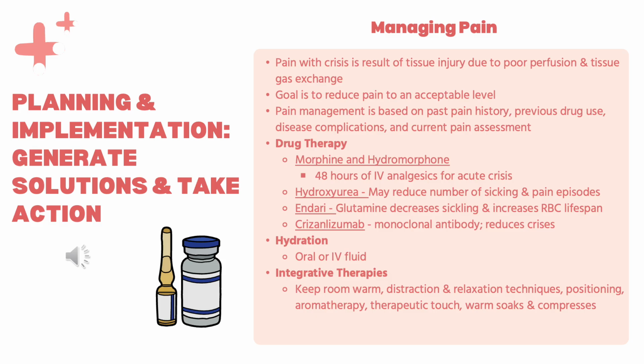Endari is a glutamine-based therapy. It helps to reduce oxidative stress in red blood cells, which can decrease sickling, and it can also increase the cell's lifespan. Lastly, we have crizanlizumab, which is a monoclonal antibody that reduces vaso-occlusive crises by preventing cell adhesion. So it's administered typically as a once a month infusion.